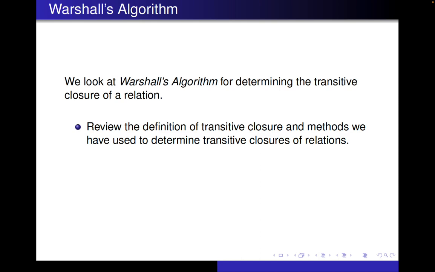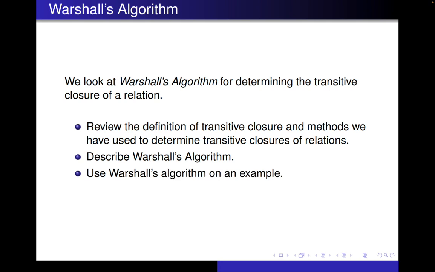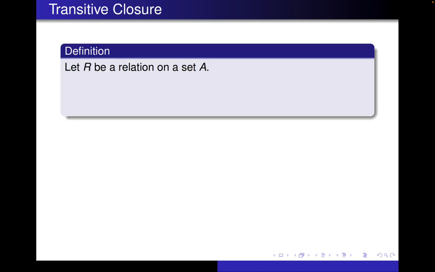So the first thing we're going to do is just review the definition of transitive closure and review the methods that we use to determine transitive closures of relations already. We're going to describe what Warshall's algorithm is, and then we're going to use it on an example to show how much nicer and cleaner it is to use than some of the other ones.